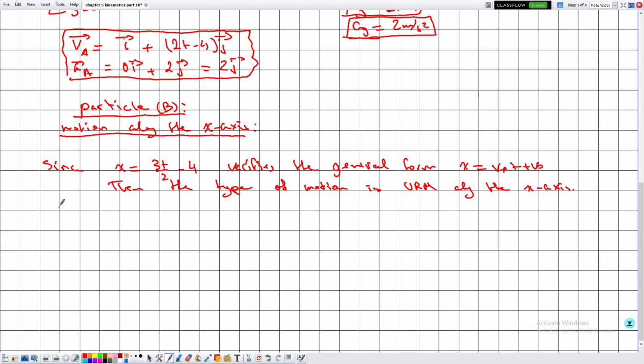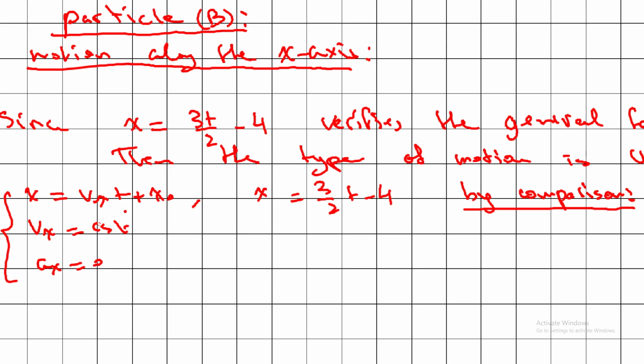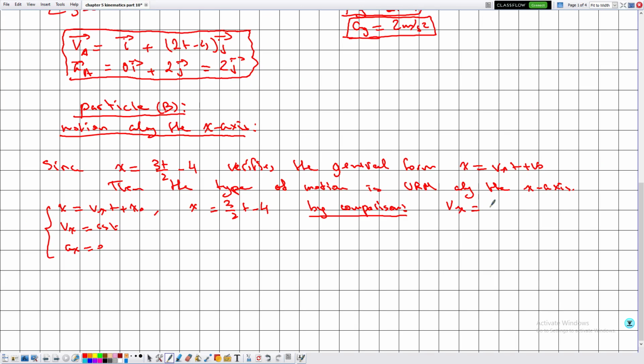In this case we can use that x is equal to Vx t plus x0, Vx is equal to a constant, and the acceleration along the x-axis is equal to 0. And we have that x is equal to 3 over 2 t minus 4. So by comparison, comparing linear terms, we can see that Vx is equal to 3 over 2 meters per second, and Ax is equal to 0.